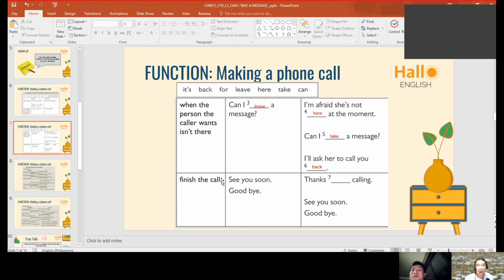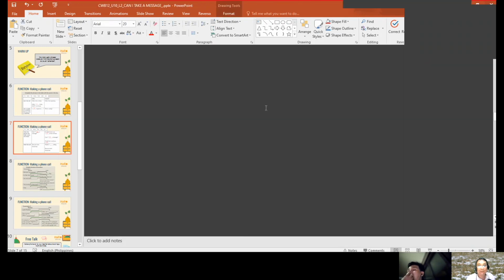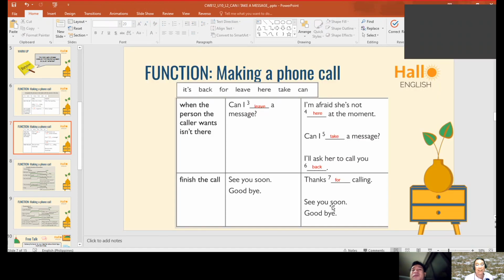Then after that, finish the call. So the caller is going to say, see you soon, or you may say goodbye, or you can also say bye for now. Thank you so much. So you can also say that. And then the receiver is going to say, thanks for calling. Very good. So you can also say thanks for calling. Or you can say, see you soon, or goodbye. Or, thank you for calling. You can also say that one.